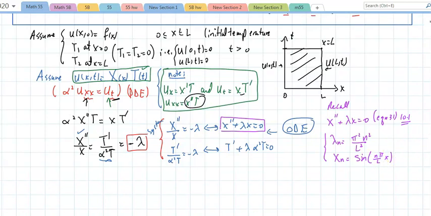Now, keep in mind, with everything said, if I take u of 0,t, and remember, there's u. Isn't that going to be X of 0 times T of t?